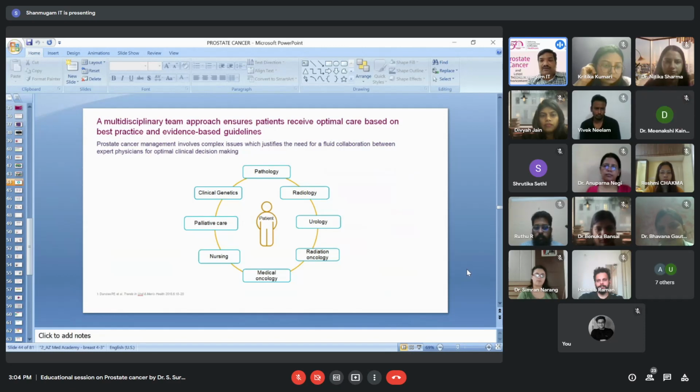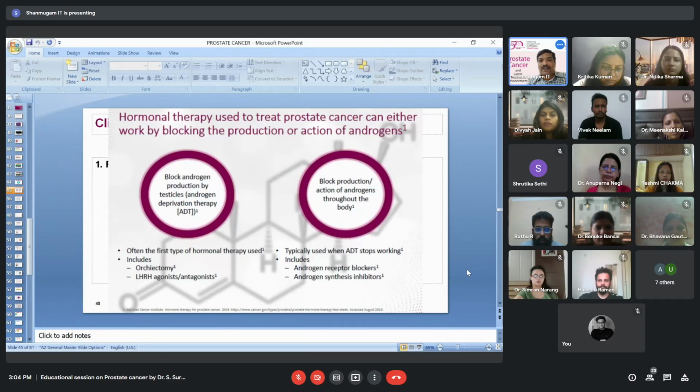So when we come to prostate cancer, we need to have a multidisciplinary team. We need a pathologist, radiologist, urologist, radiation oncologist, medical oncologist, and a surgical oncologist, and also a good nursing team, clinical genetics, and a palliative care unit in the later stage of disease. So the primary treatment is mainly to block the production of androgens.